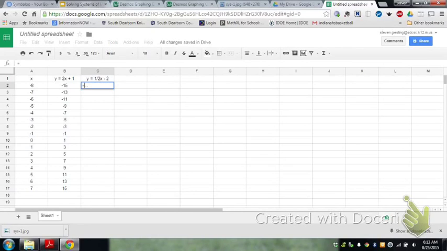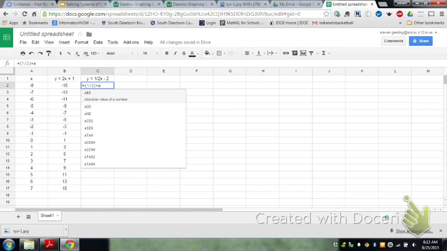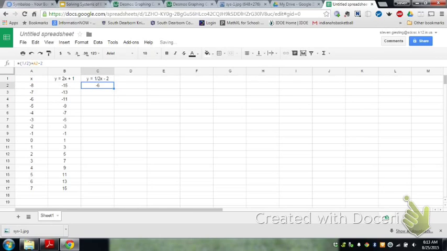Same thing for C. I'm going to go equals. In this case, I'm going to use parentheses, so I'll make sure to do 1/2 times what's in A2, minus 2. And again, I can pull down, and thus I fill in all my values.